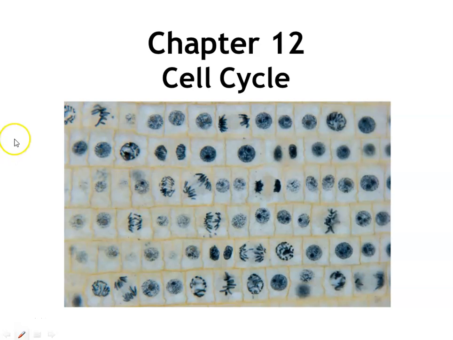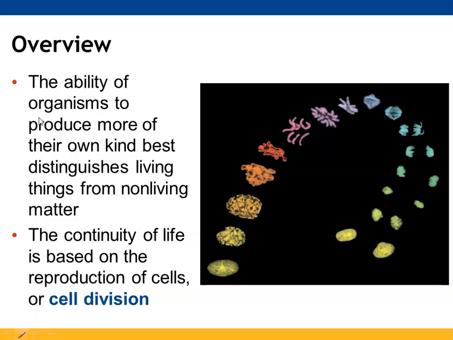Chapter 12 is all about the cell cycle. We're going to be focusing on how cells are able to divide and duplicate. And this goes back to one of those hallmark characteristics of living things. Being able to reproduce independently is one of those hallmark characteristics that separates living things from non-living matter. And we are able to do that by reproducing cells, which is also known as cell division.